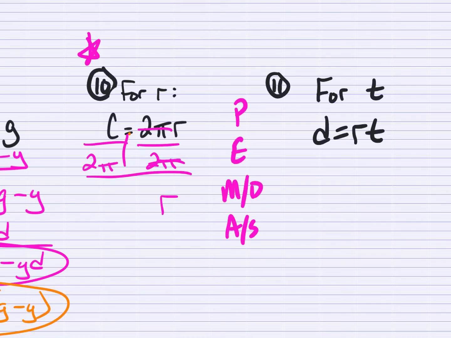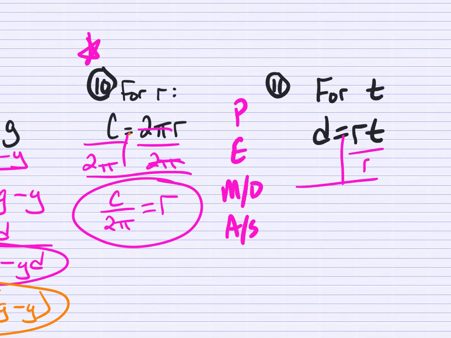So now we have on the right-hand side the r all by itself, and on the left-hand side, c divided by 2 pi, and we're done. All right, on number 10, we are trying to get the t all by itself. Well, there's an r right next to it. The r is multiplying. So what's the opposite of multiplying by r? Dividing by r. So I get the t all by itself equals distance divided by the rate.